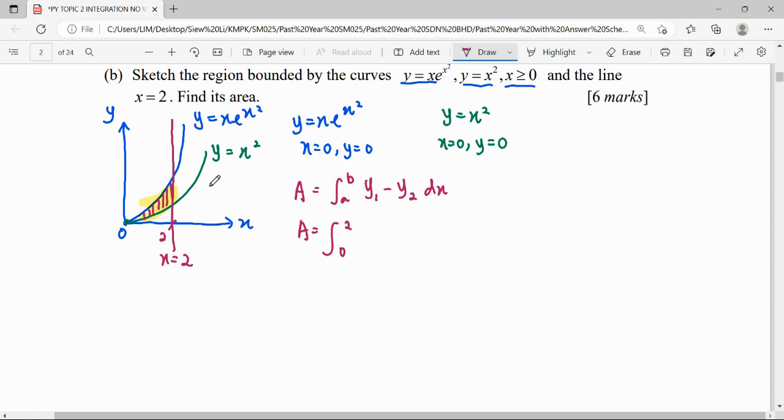So the curve above will be e to the power of x squared, and the curve below will be the quadratic, x squared. So the area is the integral of e to the power of x squared minus x squared. This is our formula for this region. Then we are going to integrate this.